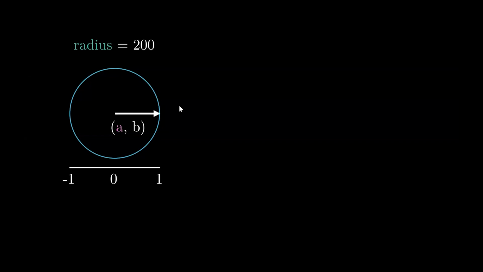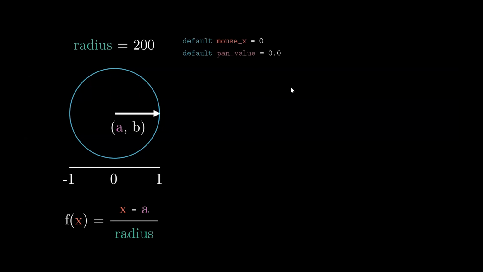I've done some math, so you don't have to think about the formula to determine the pan value. Here it is, f(x), where x is the mouse x coordinate, which equals (x minus a) divided by the circle radius. If you want homework, you can try to find how I came to that formula. Anyway, onto the code. We start by setting up our variables, because we only need to know the mouse x coordinate and the pan value.